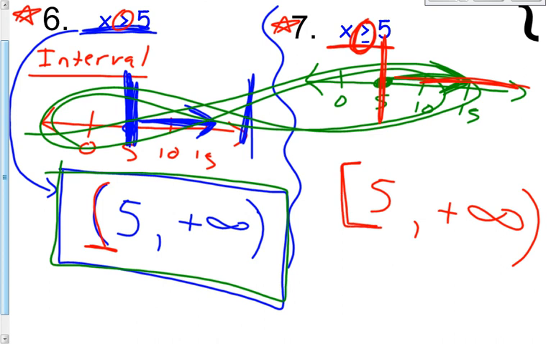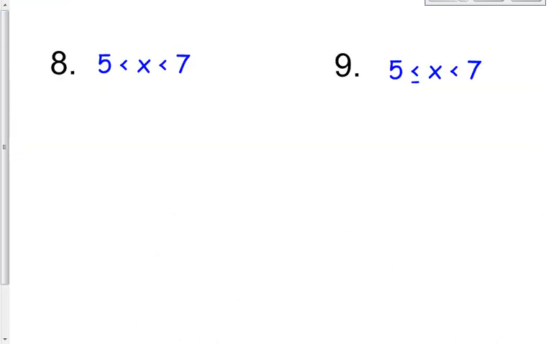All right. Now each one of these is going to build off of itself, so hopefully they aren't too difficult, but there is going to be an increase of difficulty level each one that we do. So pay very close attention. Number 8, this time 5 is less than x, and x is less than 7. To give you another visual, you don't have to write this down if you don't want to, but here's 5, here's 7.